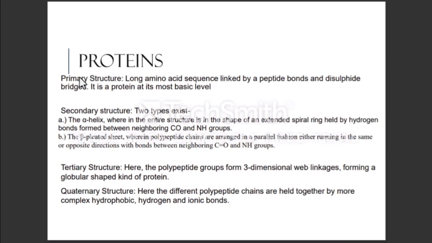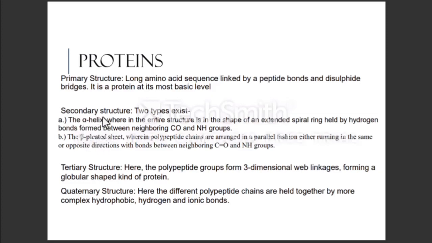So this primary structure just has to do with the series, or you can also talk of the arrangement of the amino acids, or the amino acid sequence that is found on the protein. Then the next is the secondary structure. So we have 2 main types of secondary structures. We have the alpha helix and we have the beta pleated sheet.